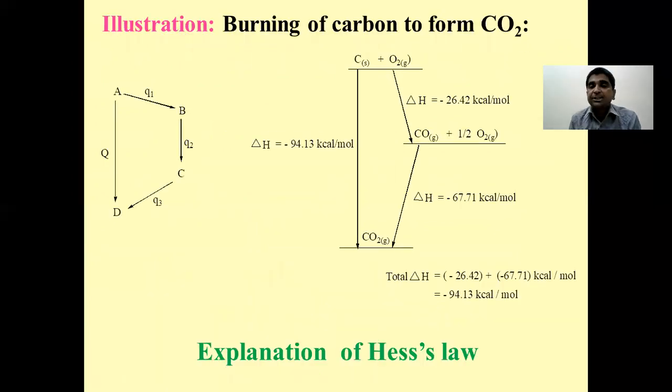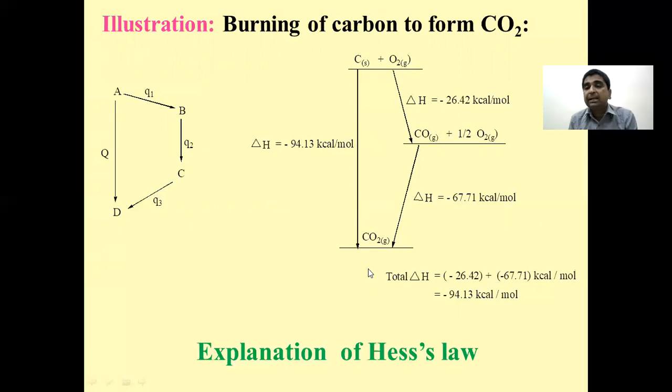Now here is an illustration of the first law, that is Hess's law of constant heat summation. Consider here the formation of carbon dioxide. This formation of carbon dioxide can take place directly by burning of carbon with oxygen. So if this carbon is getting fully burned, it is getting converted into carbon dioxide gas, where 1 mole of carbon reacts with 1 mole of oxygen, and there is formation of 1 mole of CO2. So this is one path.